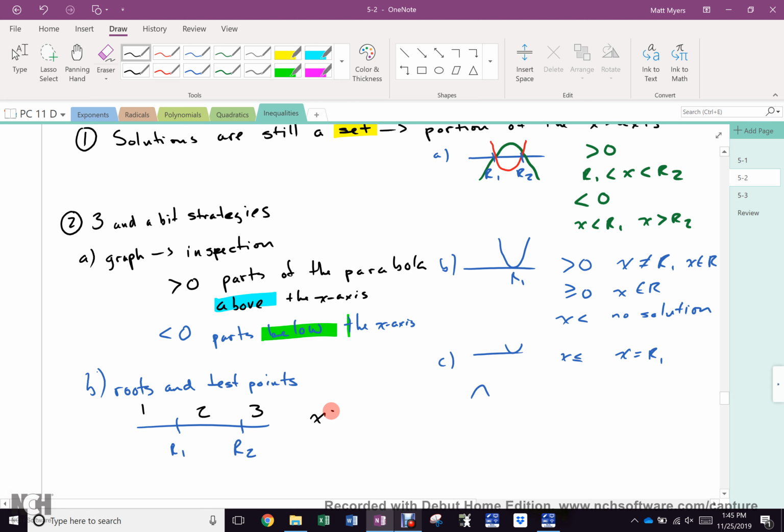Yeah, because if I have x is greater than 0, and my test point 2 does not work, I'll highlight that in green. Test point 2 doesn't work. Where do the answers live? In which regions? 1 and 3. Yes.